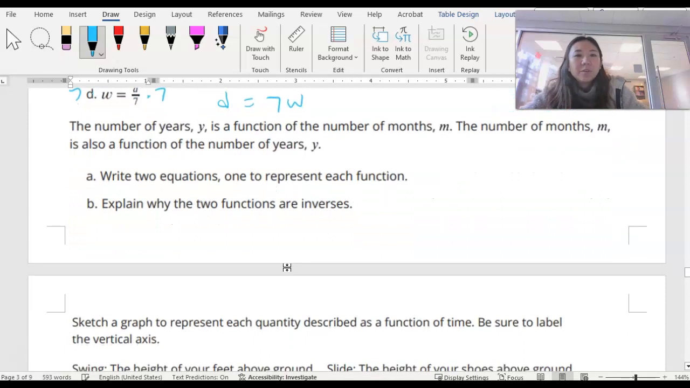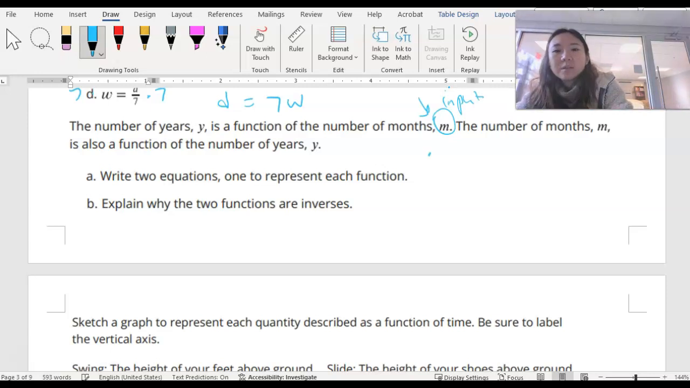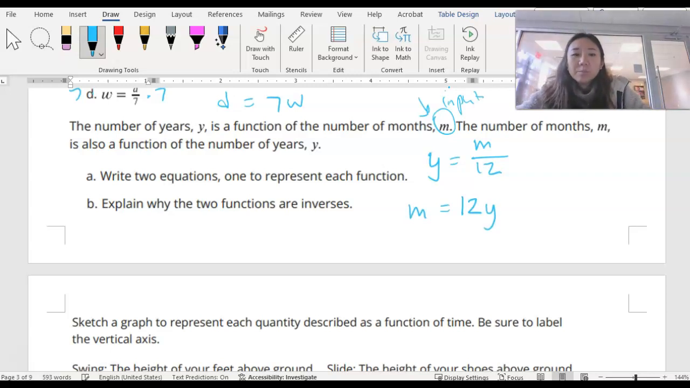All right, the number of years y is a function of the number of months m. So this means this is the input. I'm going to label that for myself so I remember it. The number of months m is also a function of the number of years. So we can also say the opposite. So write two equations, one to represent each function. So we can say years equals the number of months divided by 12, or we can say months equals 12 times the number of years. So you can check to make sure that that's accurate, right?